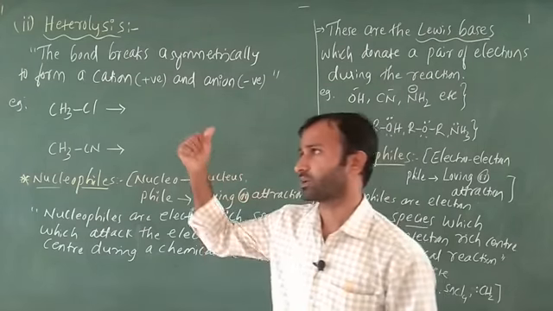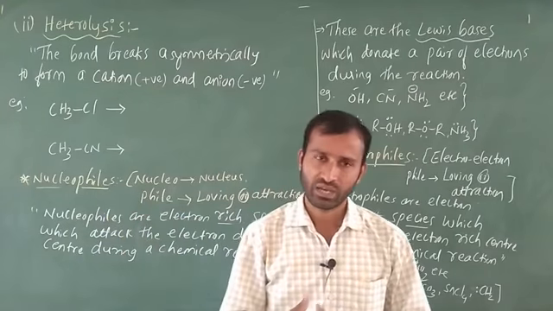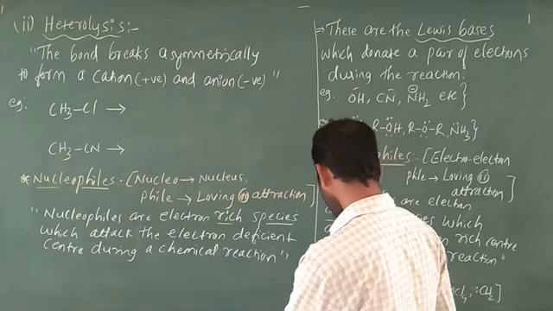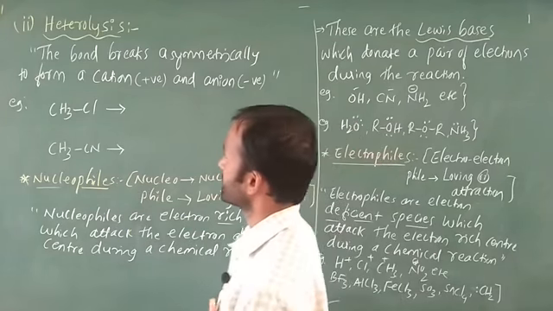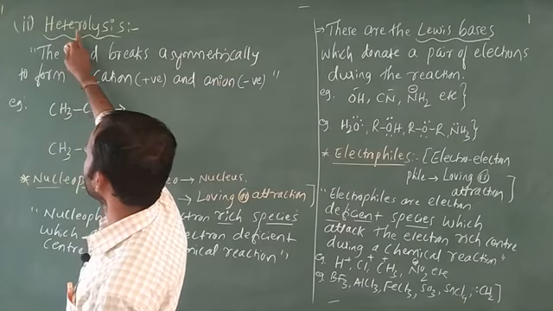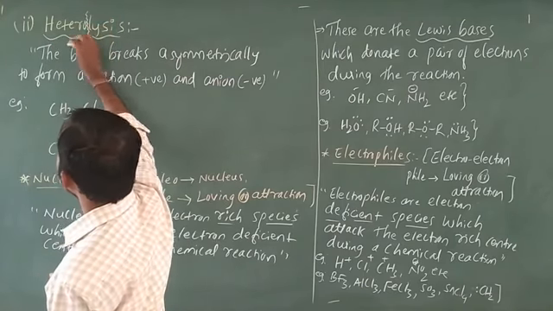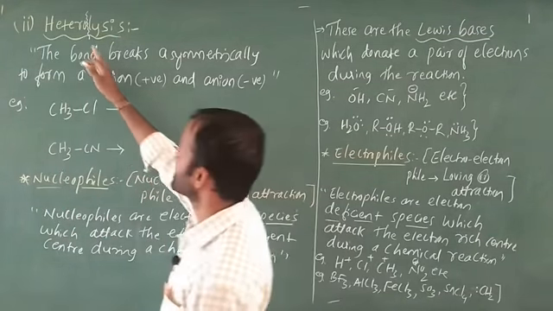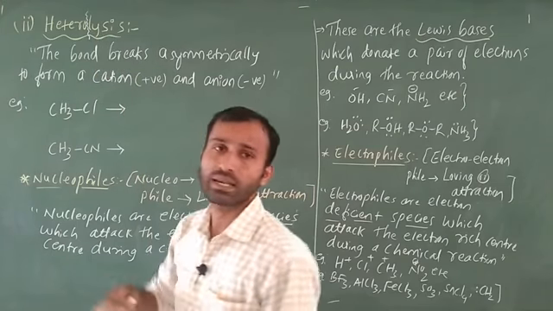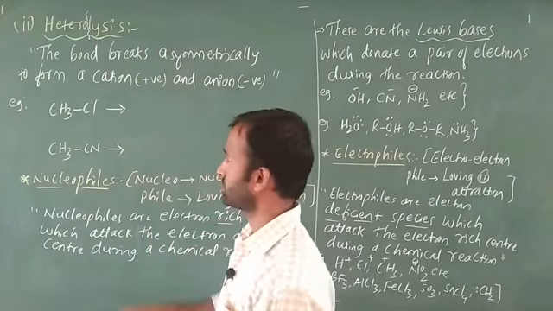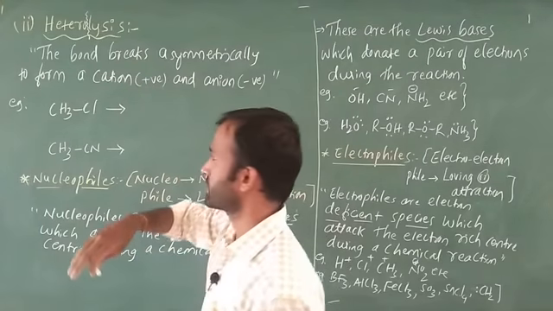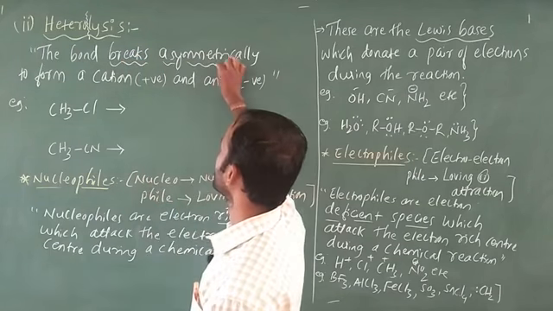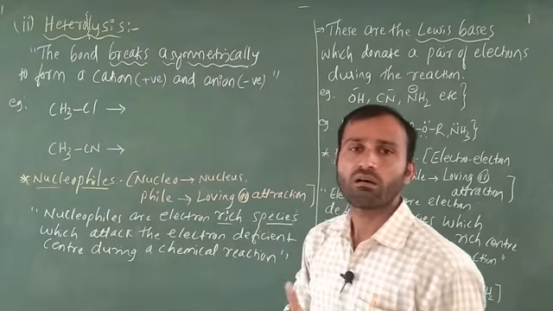The next heading is heterolysis. Homo means same, hetero means different. This is the most important point. Lysis means cleavage. In this case, a different cleavage takes place. That is why the bond breaks asymmetrically.